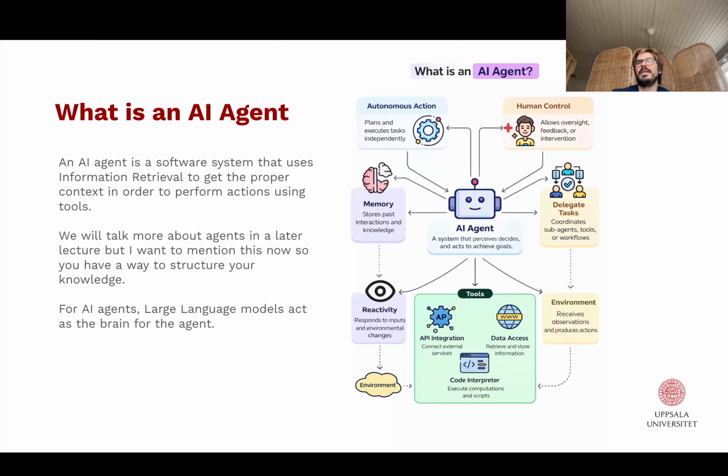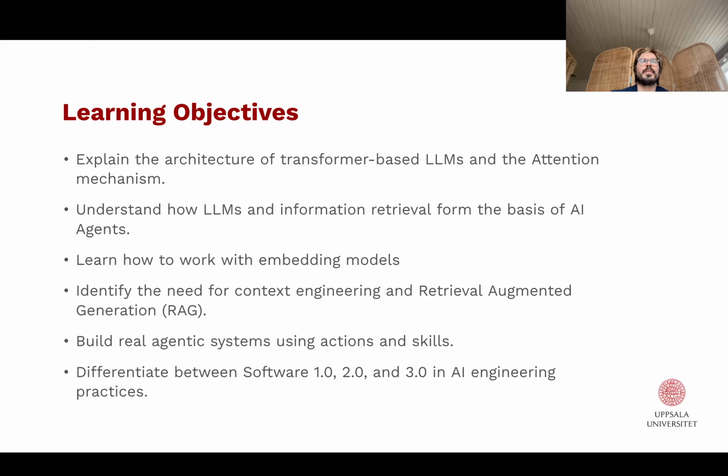Some common agents are Claude Code and Codex, which are used for programming, and OpenClaw, which is a system for a more general agent. In this lecture series, we're going to focus on helping you understand the architecture of transformers, where the attention mechanism is the key breakthrough that led to all this technology, and understand how LLMs fit into information retrieval and how this can form the basis of AI agents.